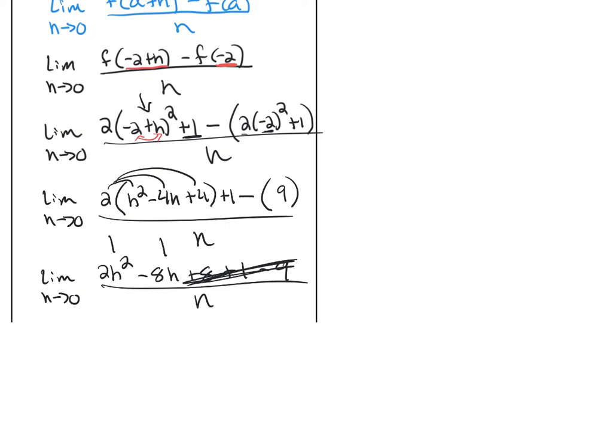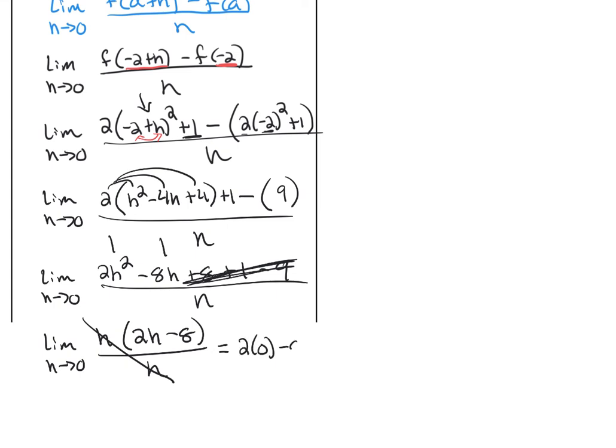And I'm left with these two terms that have a GCF of h. They also have a GCF of 2, but I'm going to ignore the 2. I don't need to worry about that. Limit as h approaches 0 of h, and then 2h minus 8 all over h. My h's cancel. Now I can substitute that 0 in. 2 times 0 minus 8 is -8.